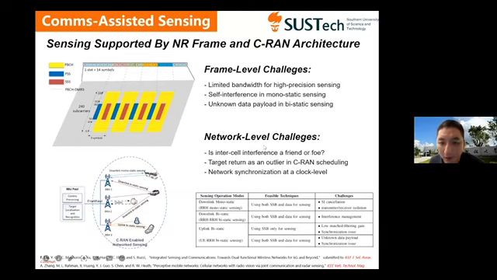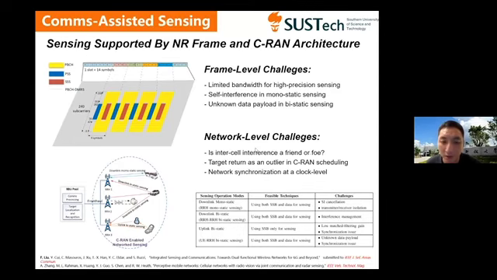And at the network level, if we are using a CRAN architecture where we have lots of remote RF front-end heads, which are connected by a BBU pool, the baseband unit pool, then there are lots of challenges here. One significant challenge is: is intercell interference a friend or foe?